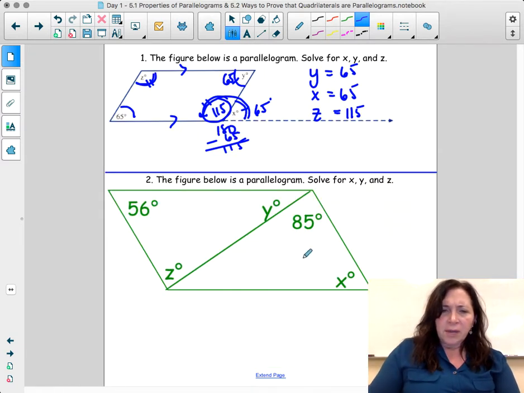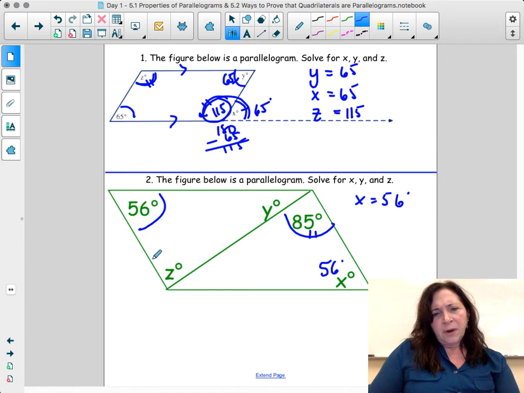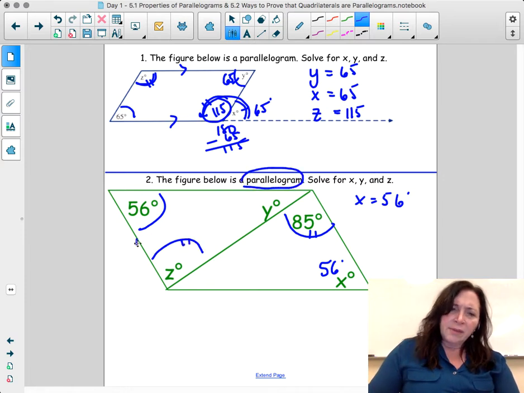For this shape right here, what we do know is that if that's 56, so is x. So x is equal to 56 degrees. We also know that if this is 85, this is 85 because if it's a parallelogram, then these two lines are parallel, which gave me z and 85 the same.